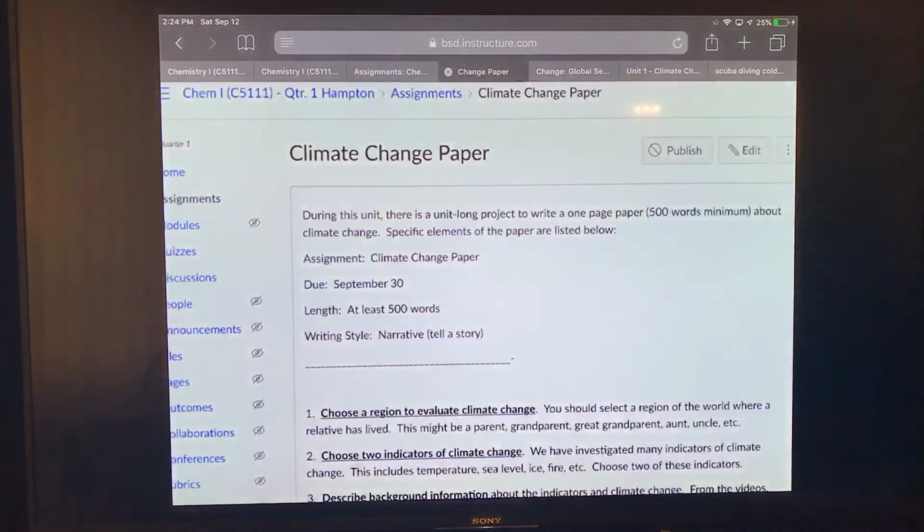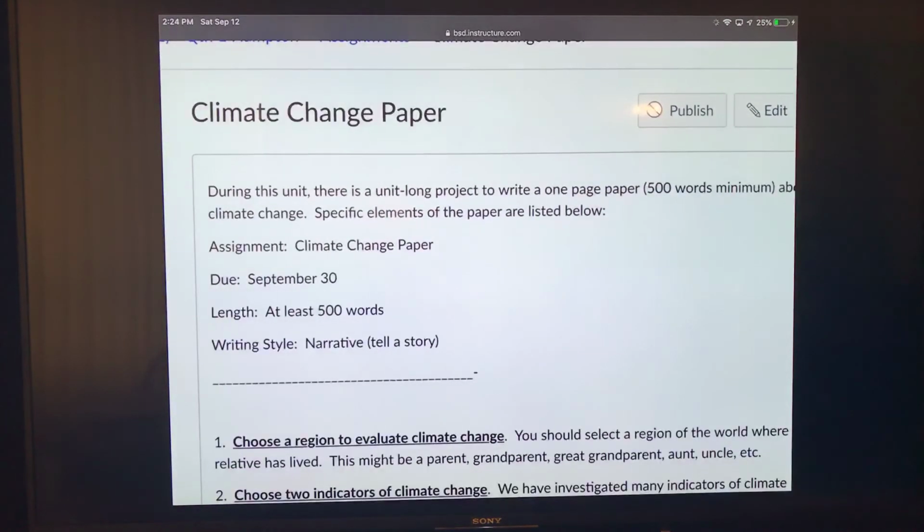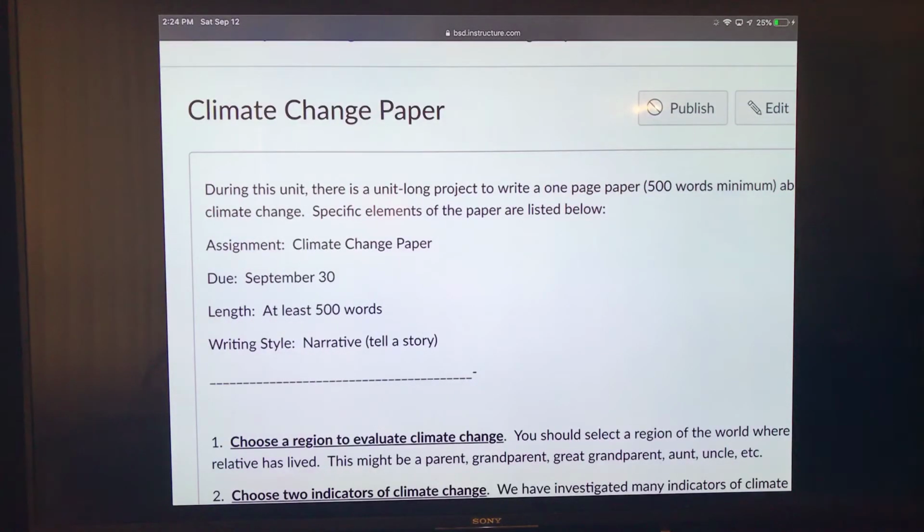So I'm just going to come over here and review that with you again. The climate change paper, this is a big one, okay? This is your first big summative graded thing due September 30th. It's a climate change paper. Length, at least 500 words. Writing style, a narrative. I want you to tell me a story.